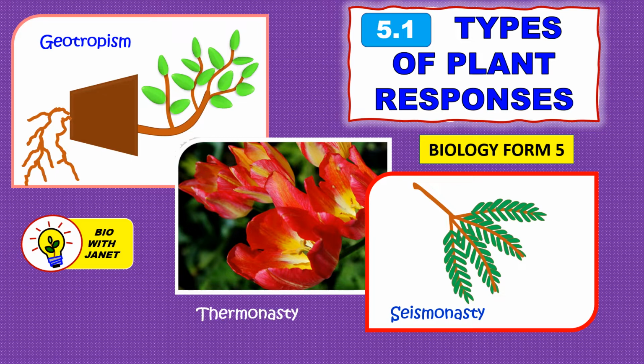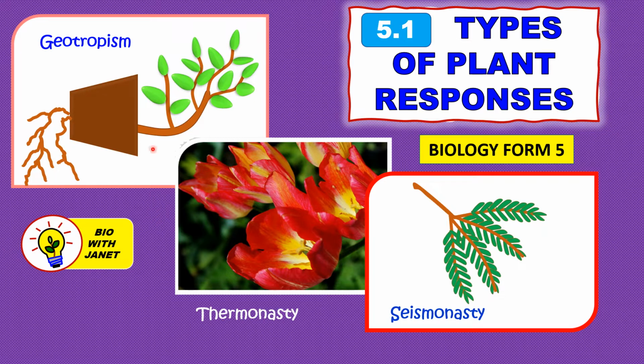Today we'll be discussing Biology Form 5, Chapter 5, topic 5.1, Types of Plant Responses. Do plants respond to stimuli, which are changes in the environment? Yes, they do, as they are living organisms. They respond to stimuli just like animals and humans do. However, their responses are slower as they don't have a nervous system.